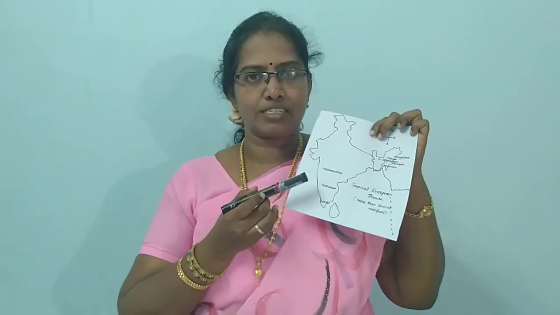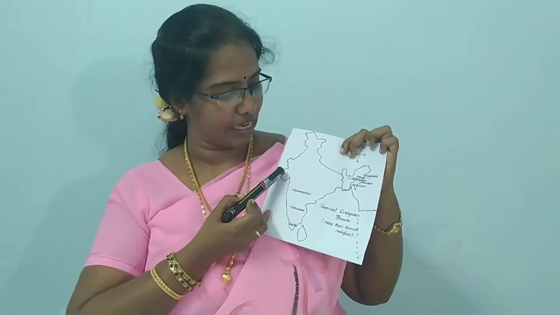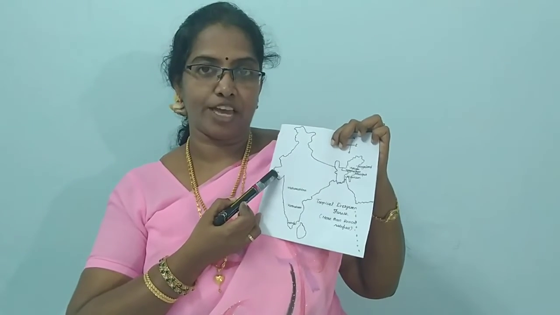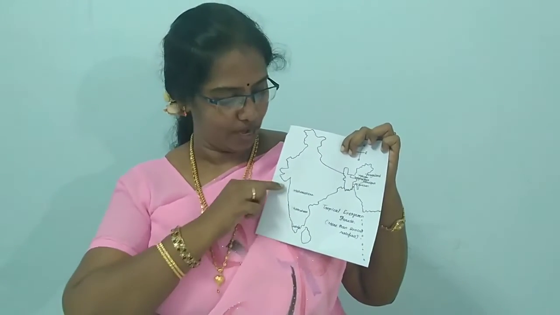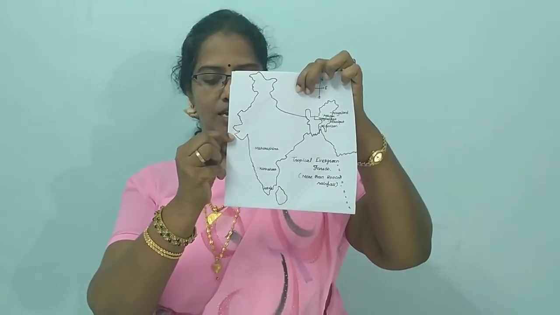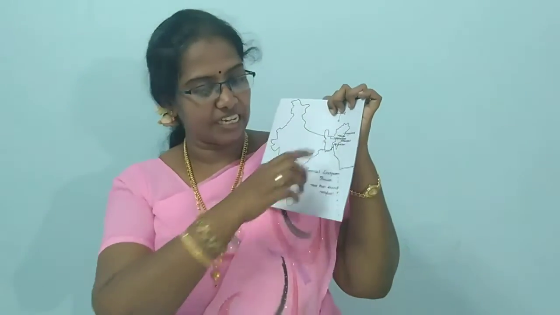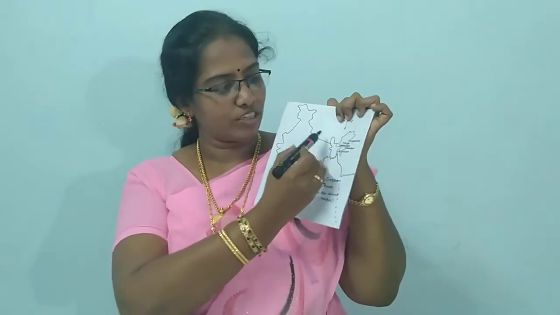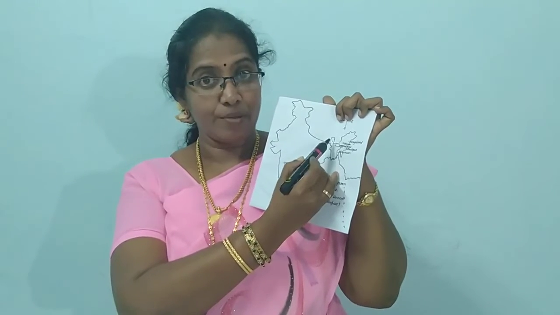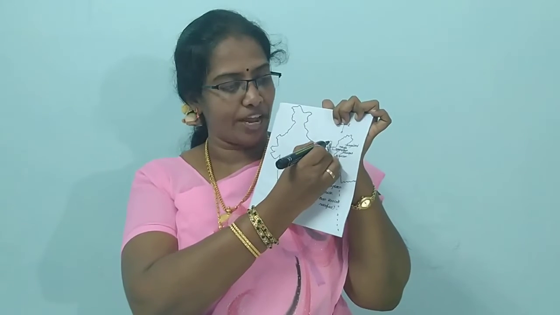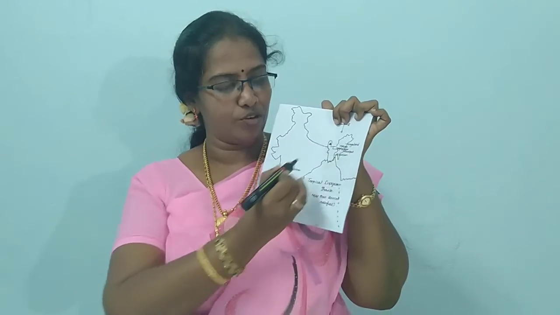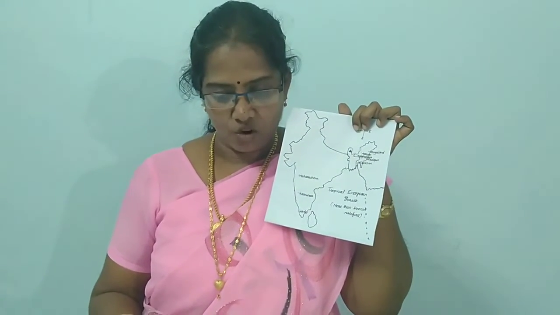Kutch is available here. See, this is Kutch, Gujarat. This is one of the biosphere reserves. The next one, Kanchenjunga, I said just before, where the U-shaped bend is. Here keep one symbol, this is Kanchenjunga. Since Kanchenjunga is a mountain, you have to draw the mountain symbol, a triangular shape.